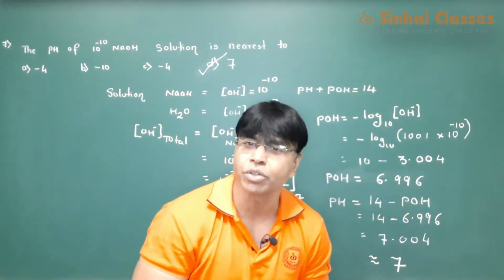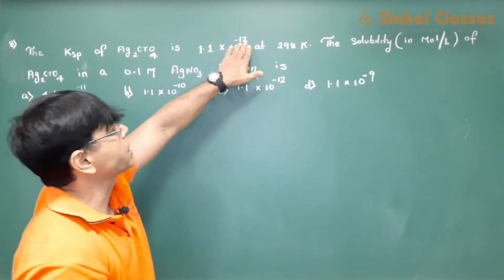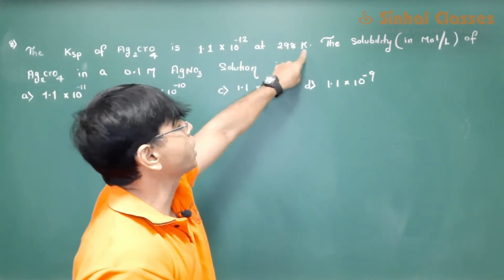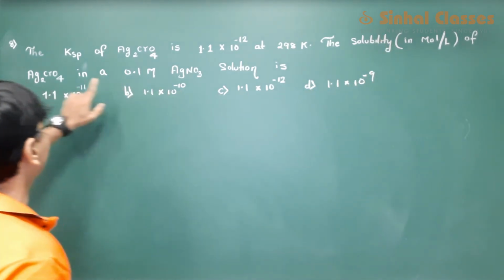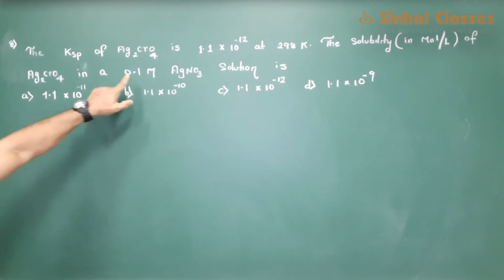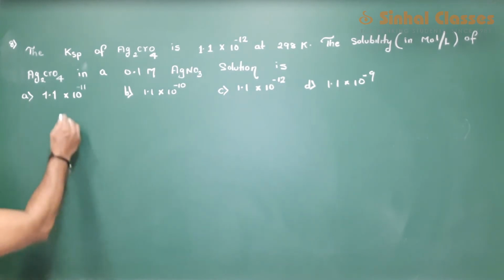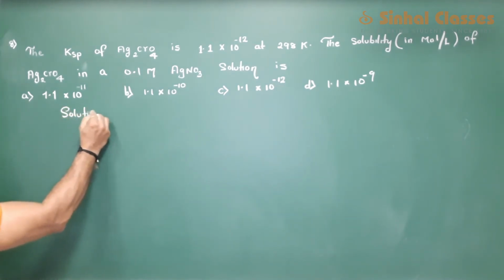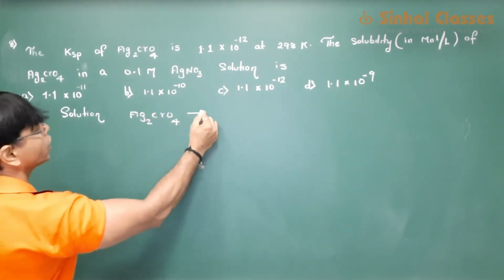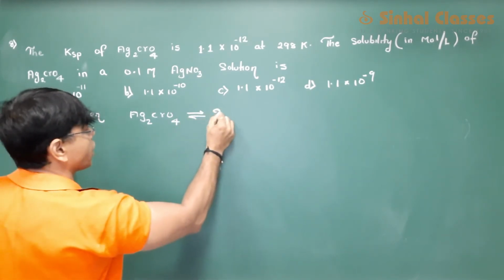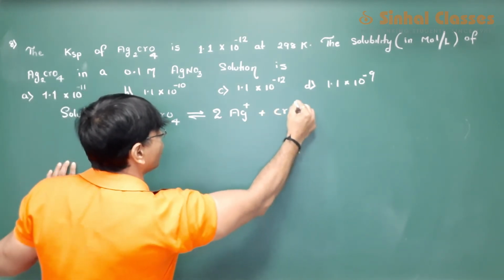So let's go for the next question now. The Ksp of silver chromate is 1.1 into 10 raised to minus 12 at 298 Kelvin. The solubility in moles per liter of silver chromate in 0.1 molar silver nitrate solution is. Okay, now silver chromate, Ag2CrO4, dissociates to give you 2 silver ion plus CrO4 2 minus.